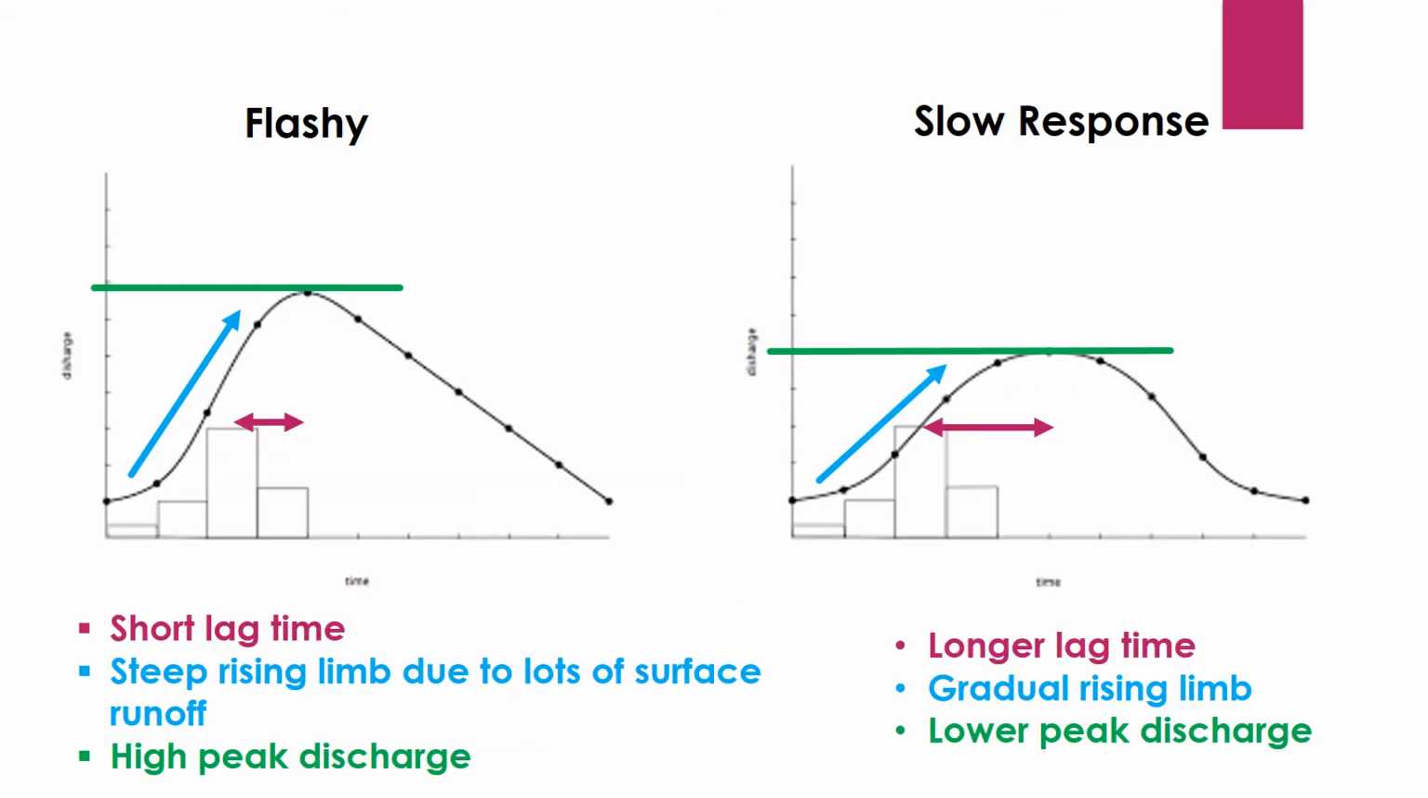Now, let's have a look at them side by side so you can compare differences. The main things to compare are the lag time, the steepness of the rising limb, and the peak discharge.